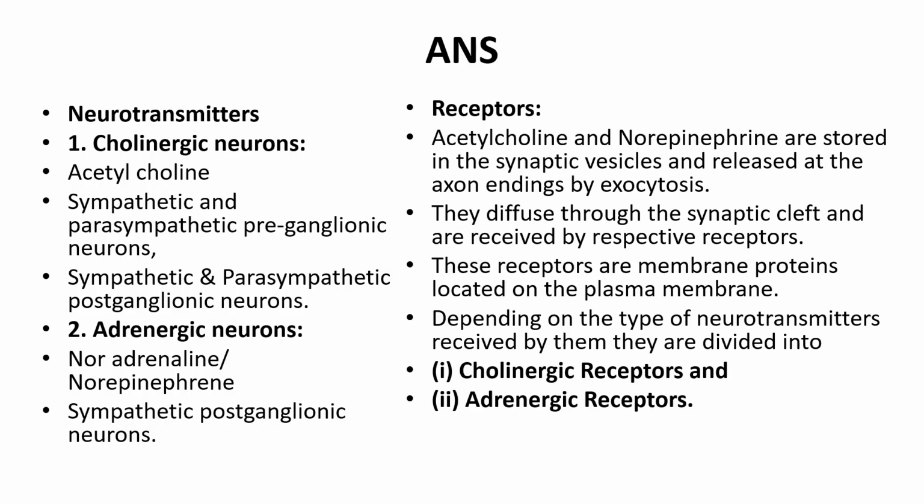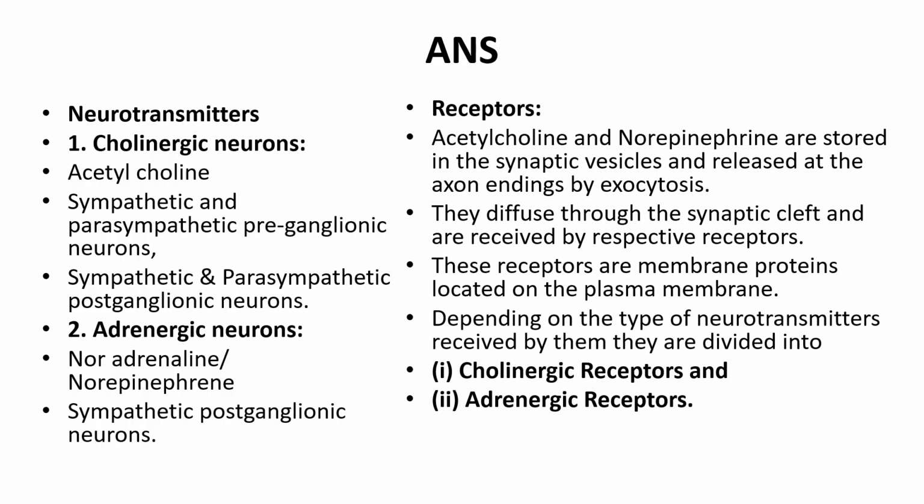The acetylcholine and norepinephrine are stored in synaptic vesicles which are present in the synaptic knob, and they are released at the axon ending by exocytosis. They diffuse through the synaptic cleft and are received by respective receptors.